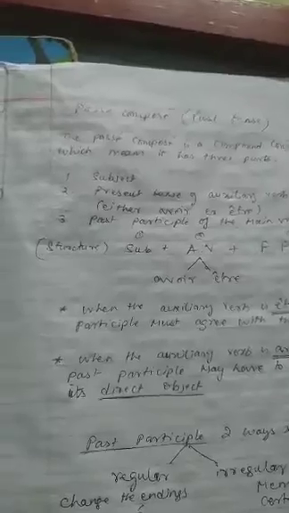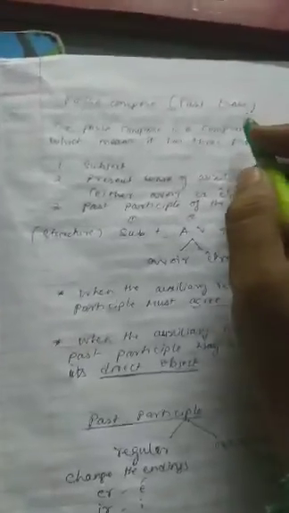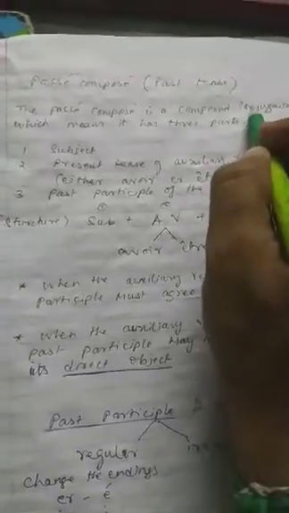We have learned the present tense. Now we are going to learn past tense, passé composé. Passé composé, past tense. We learn how to do the conjugation in present tense. Passé composé is a compound conjugation, which means it has three parts.